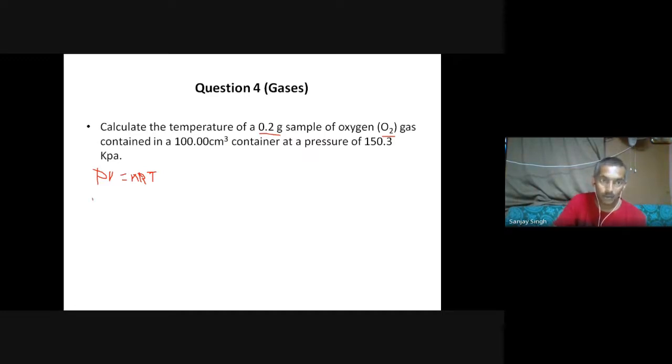So first of all, find the number of moles, n, which equals mass over molar mass. The mass given is 0.2 grams over the molar mass, which is 32. You still recall 32, because one oxygen is 16 and there are two of them, so 16 plus 16 gives you 32 grams per mole. Then you just use your calculator. Remember that the grams and the grams cancel off. So you get your number of moles, 6.25 times 10 to the power of minus 3 moles. So that's your number of moles.